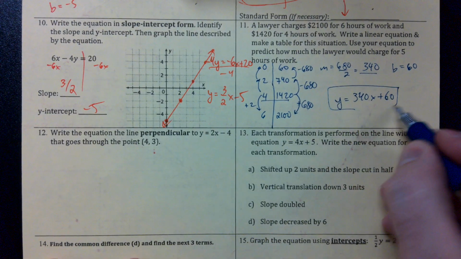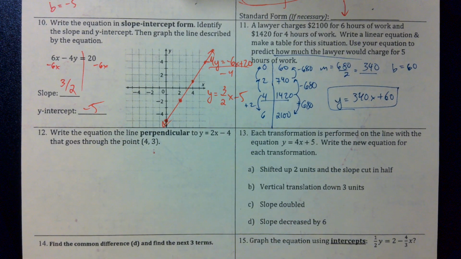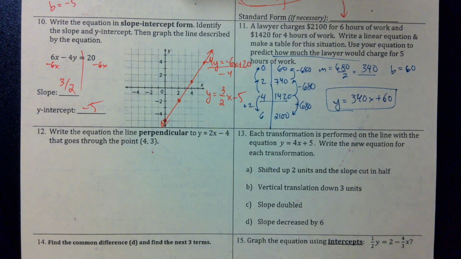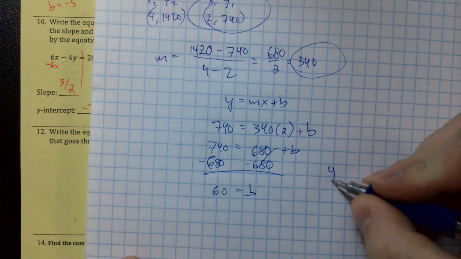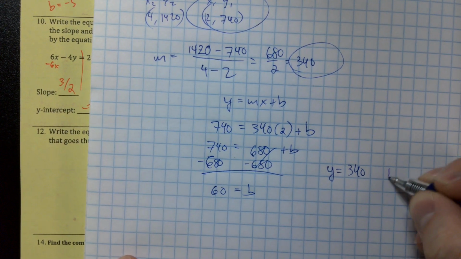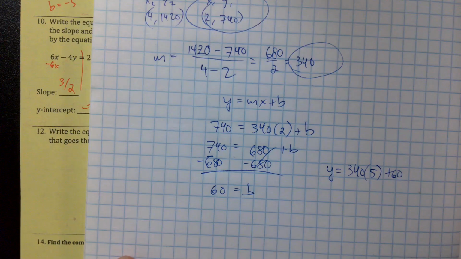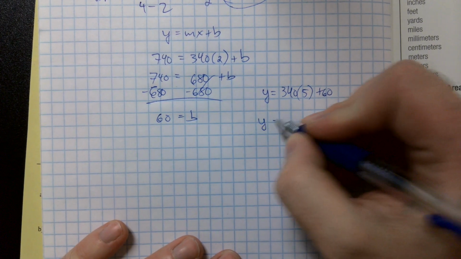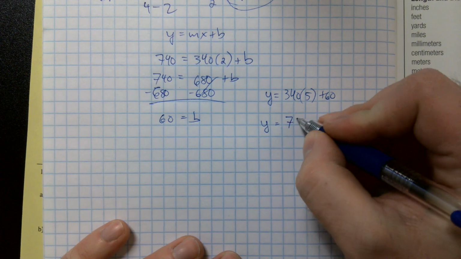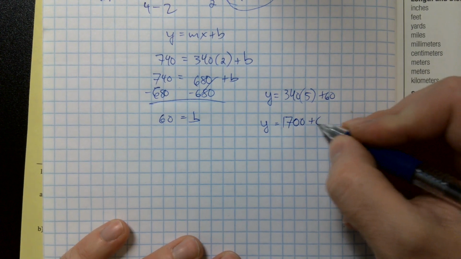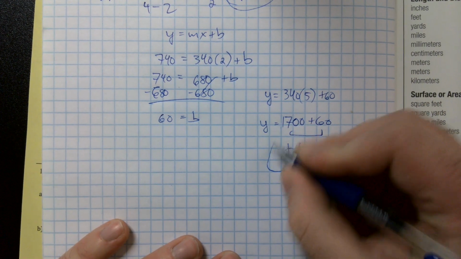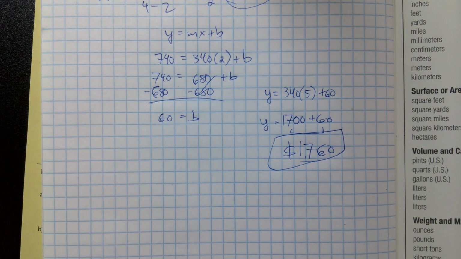Am I done? No. How much would they charge for 5 hours of work? Again, there are two ways we could do this. Algebraically, I could take the equation I just wrote, y equals 340x plus 60, and plug in 5. What's 340 times 5 then? 1700. What's 1700 plus 60? 1760. Give me a thumbs up if that's what you got.